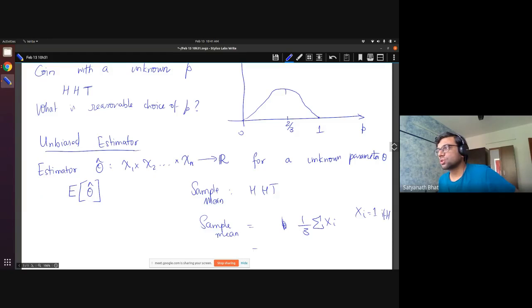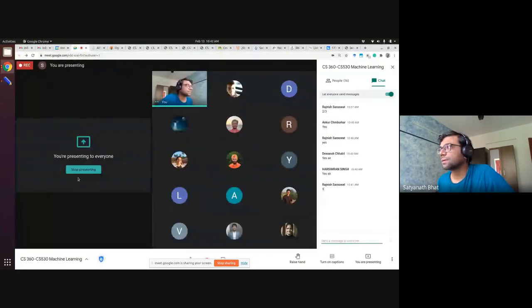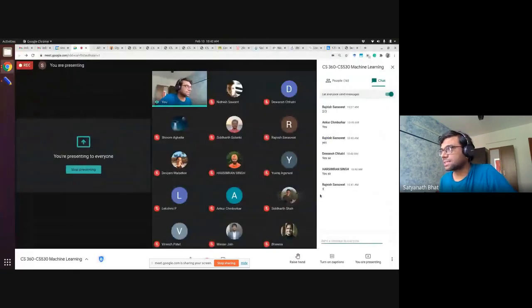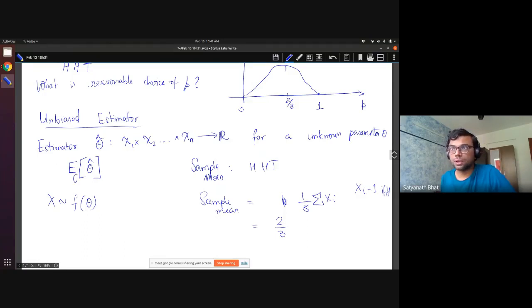My question is, what is the unknown thing that governs this distribution? What is the thing that the expectation is taken over? Rajneesh says it is x, but x is governed by a distribution, which is governed by an unknown parameter theta. So basically, the expectation is taken over the data distribution governed by the unknown parameter theta, and if that turns out to be theta, then the estimator is said to be an unbiased estimator.